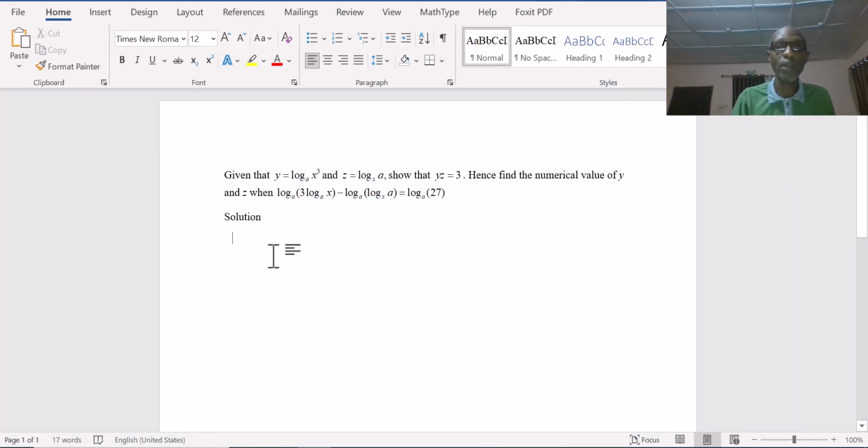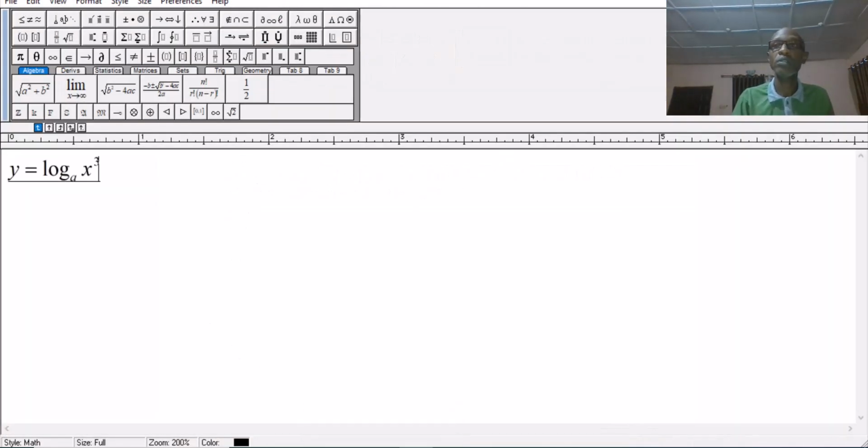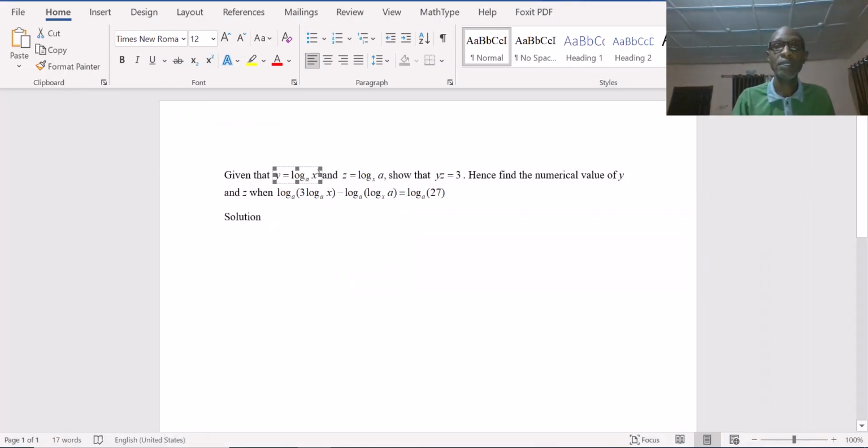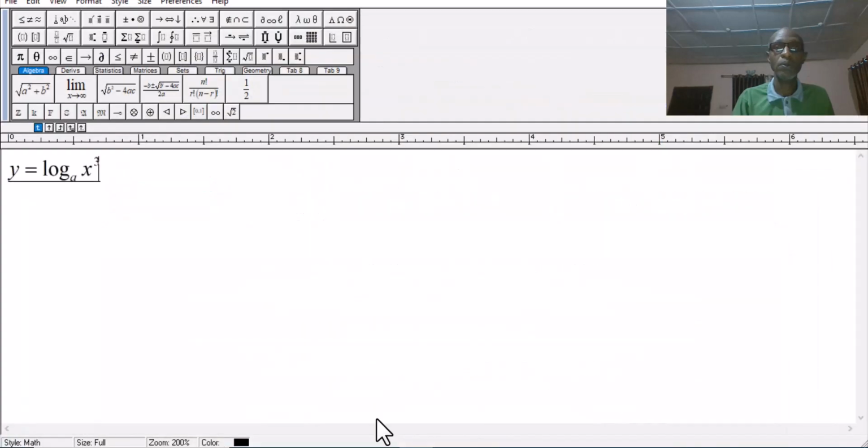So we have been given our y. So I'm going to copy that, paste it in here. My z as, so now yz equals to log a, all cubed, bracket log a log.